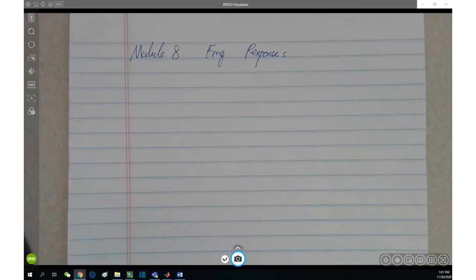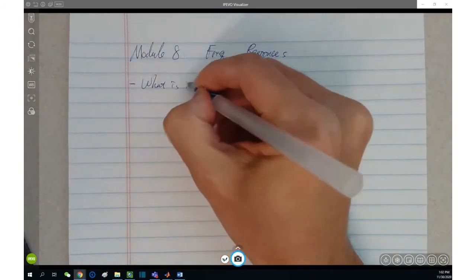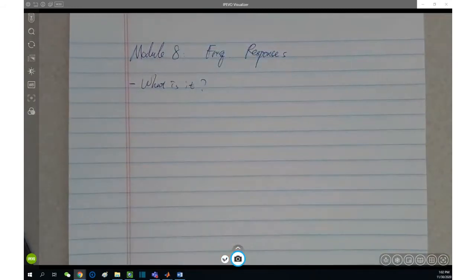Frequency response probably is not a new concept to many of you. But let's study it in a systematic manner so that you can understand it in depth. So the first concept is, what is the frequency response? Your first reaction in your mind is probably time response, right? We learned time response in the previous module. So what does it mean by frequency response then?